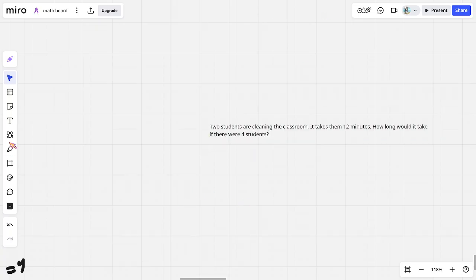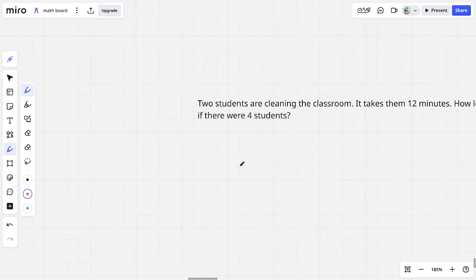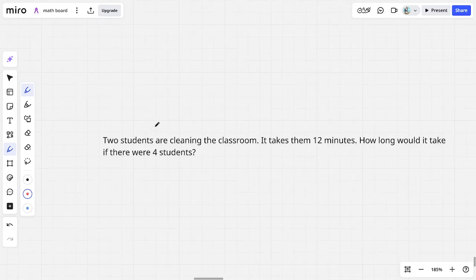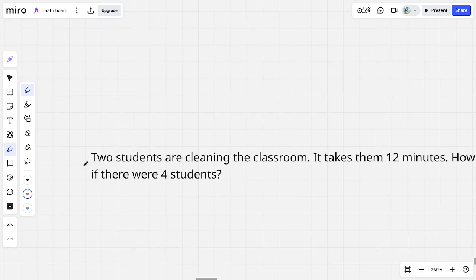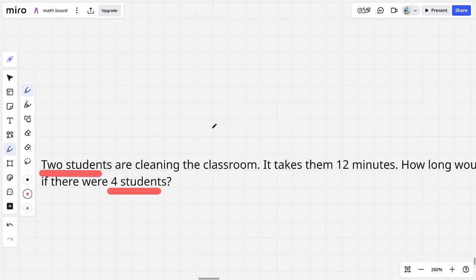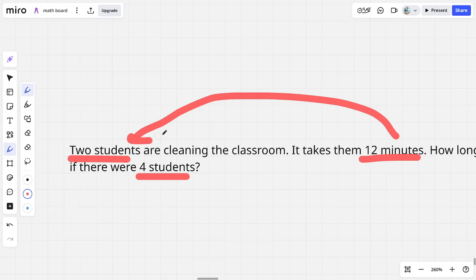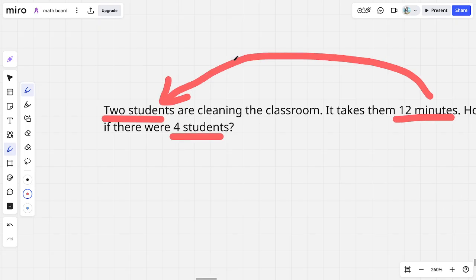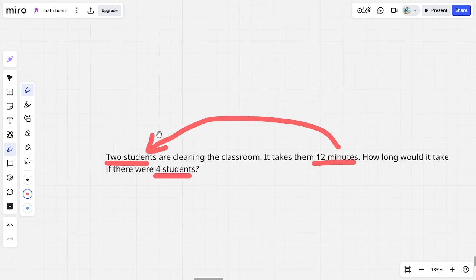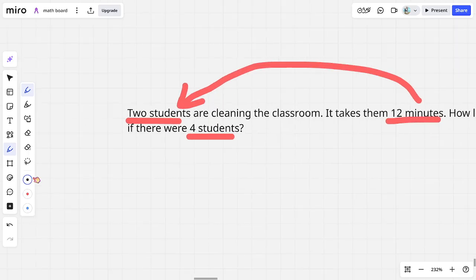So we need to identify the x and y here. So 2 students are cleaning the classroom. It takes them 12 minutes. So we can identify that this is the independent variable because it changes in the problem. Also, of course, time will be dependent on the amount of people working.